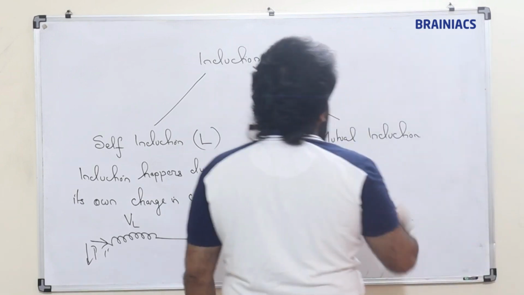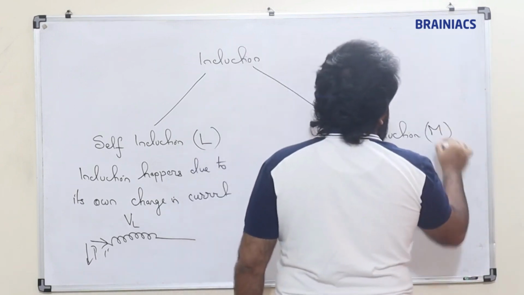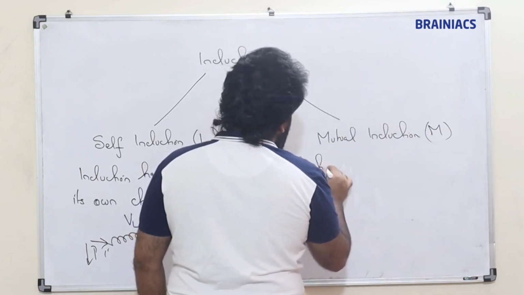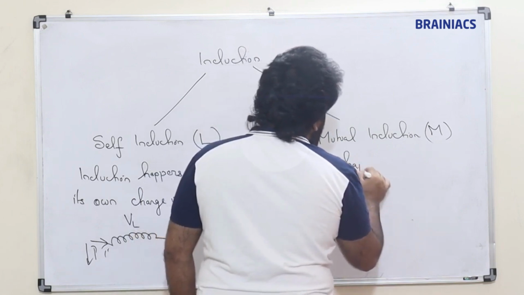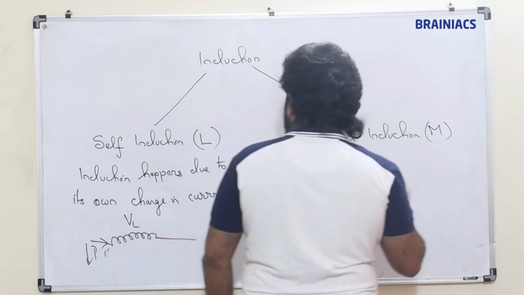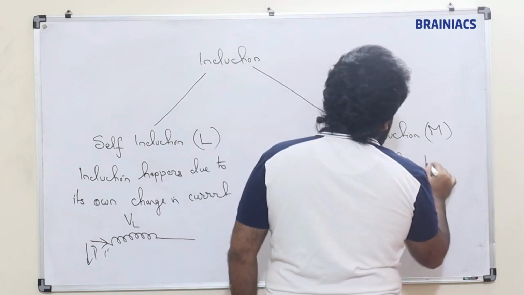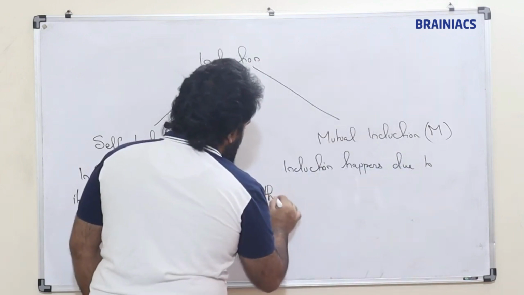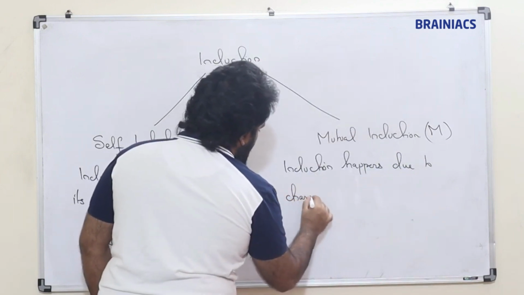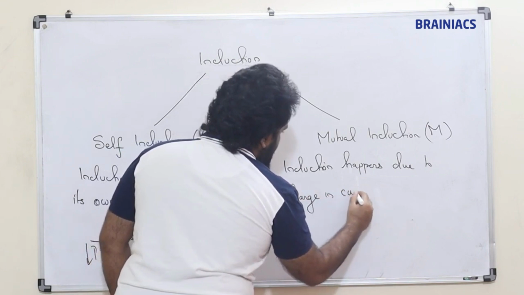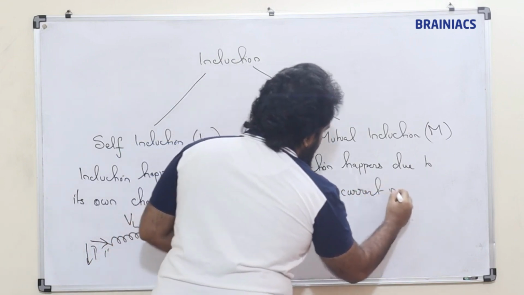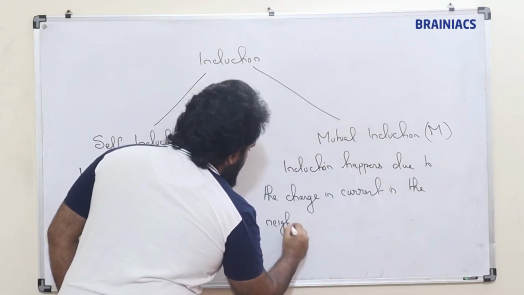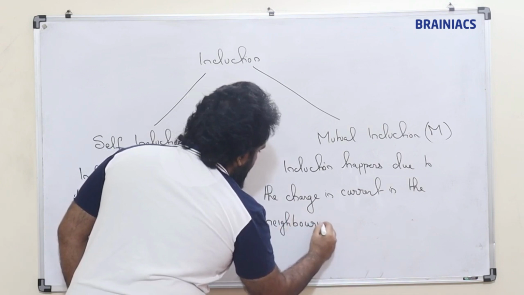What about mutual induction? We denote mutual induction as M. Induction happens due to the change in current in the neighboring coil.